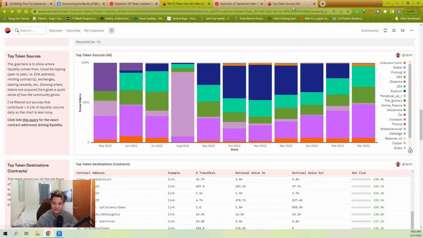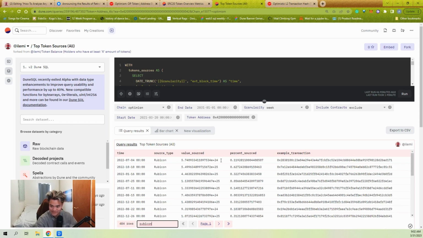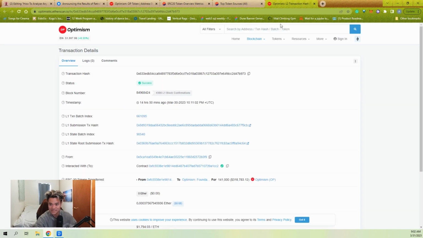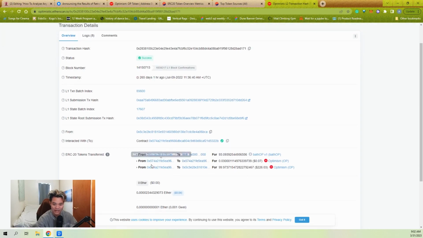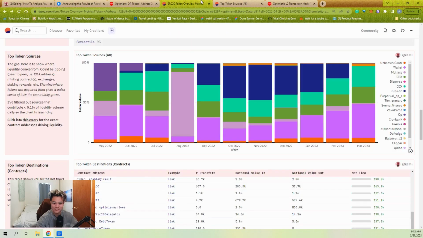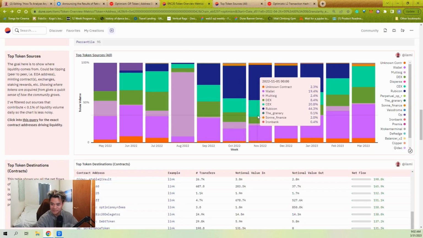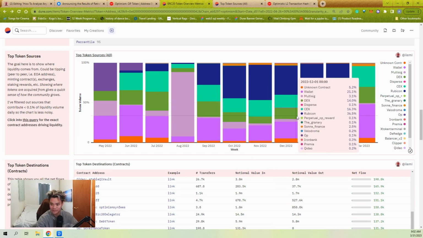So if you clicked into this query and then put in the same parameters, I could actually search here like Rubicon and see, all right, here's an example transaction. Let me just go and dig deeper into what's going on in Rubicon, like what action is being taken. So in this case, they're withdrawing some shares, right? So that might be something I want to look into to understand why 35% of token sourcing is coming from Rubicon in October, November, December.